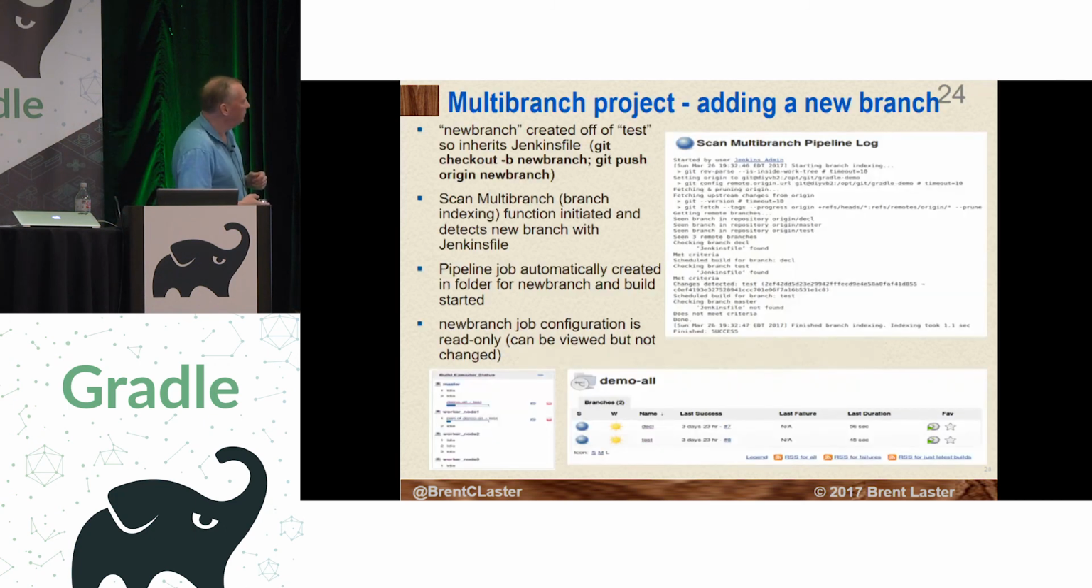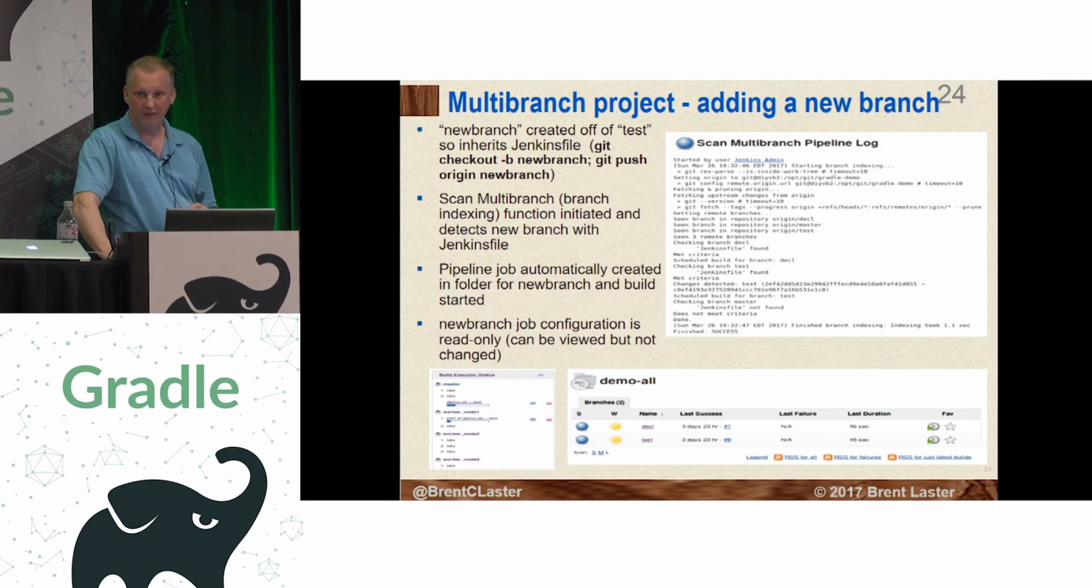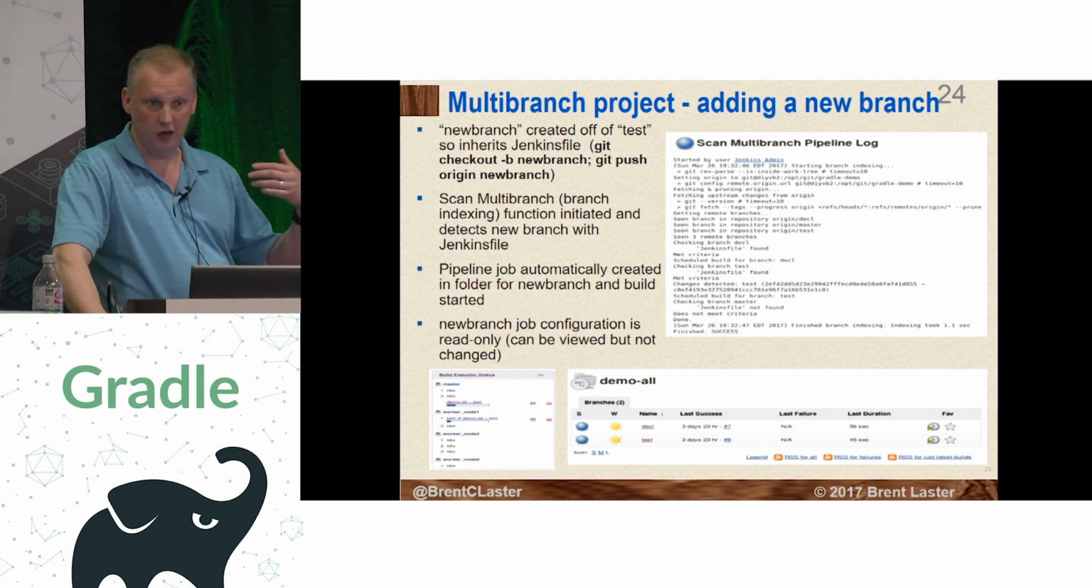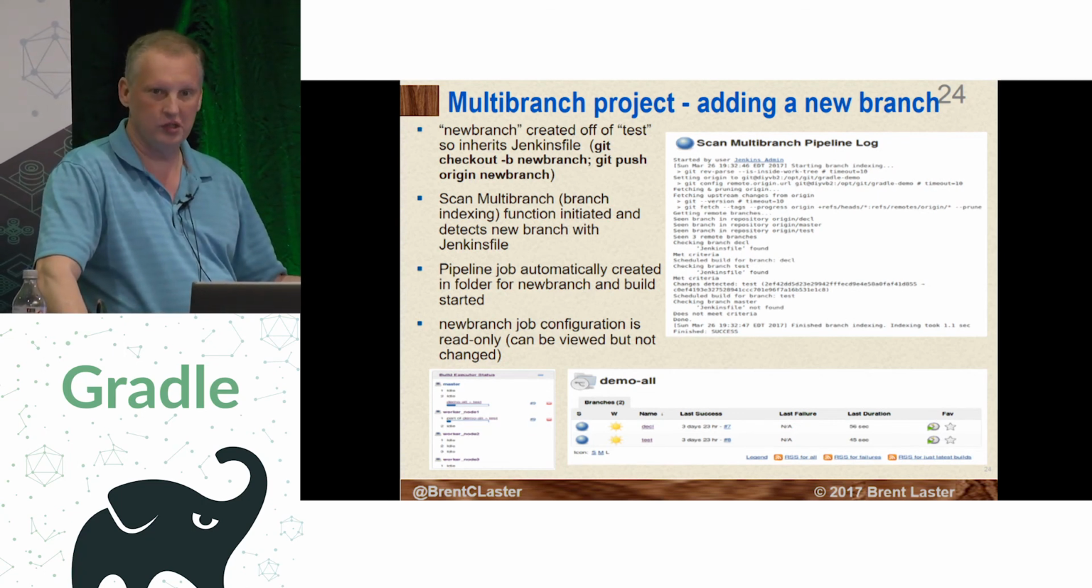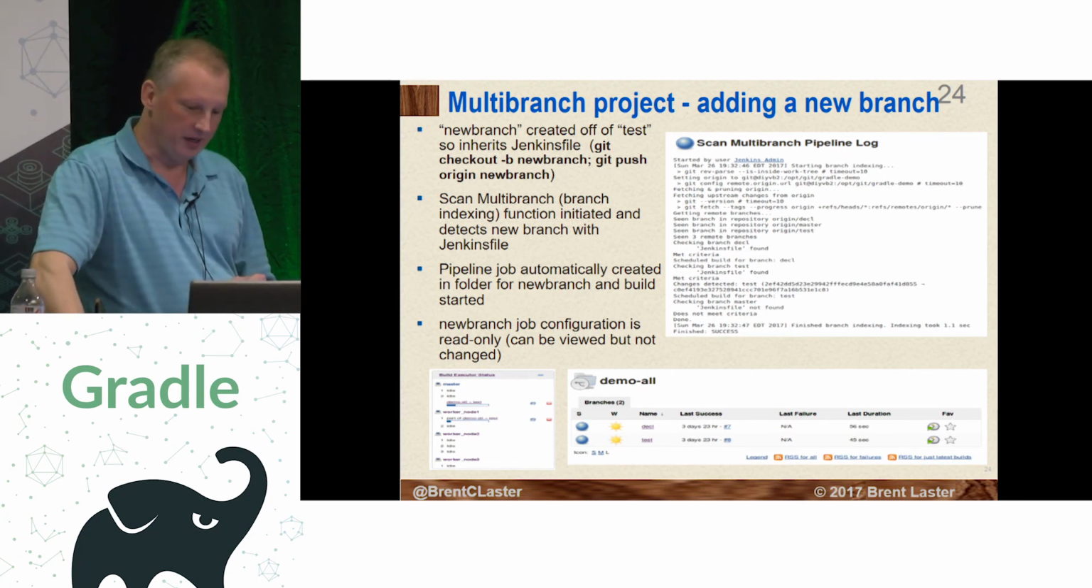All right, let's talk about adding a new branch. One thing to keep in mind here: if you have a multi-branch pipeline and you add a new branch, and that parent branch has a Jenkinsfile in it, guess what? When you create a new branch off of that, it's automatically going to inherit that Jenkinsfile. If you're doing it through Git, for example, the new branch automatically gets a Jenkinsfile, so Jenkins is going to scan it and go off and build it. So just be aware of that when that happens.